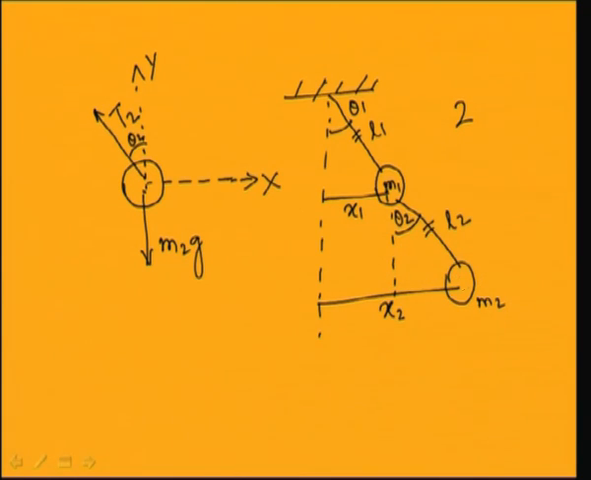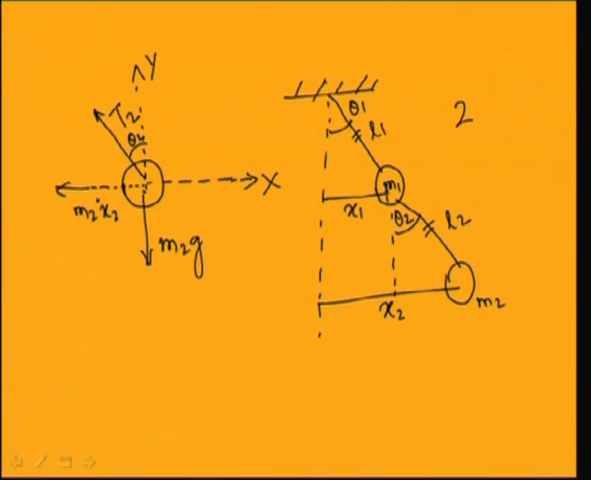So the other force acting on this system is the inertia force. As it has moved a distance x2, the inertia force will be acting in the opposite direction. Its magnitude will be m2 into x2 double dot, but it will act in a direction opposite to the direction of acceleration. So this becomes m2 x2 double dot. Now I can resolve the forces in vertical and horizontal direction, and I can write the equation of motion.